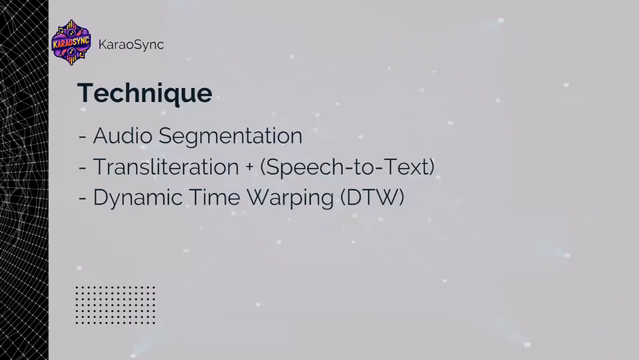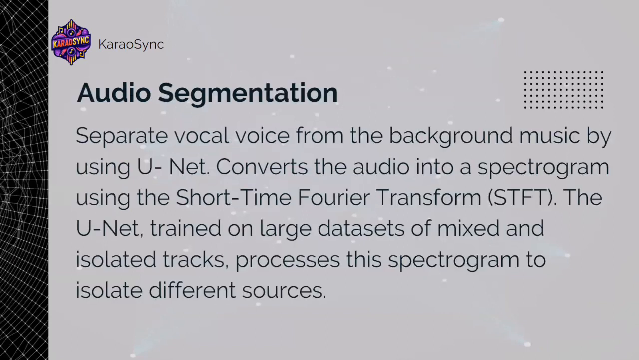For the technical part, we need to use audio segmentation to separate vocals, transliteration with speech to text, and dynamic time warping for synchronization. For the first task, audio segmentation, we use UNet and CNN to separate vocals and instruments from a mixed audio track. The process starts with converting the audio into a spectrogram using the short-time Fourier transform, or STFT.